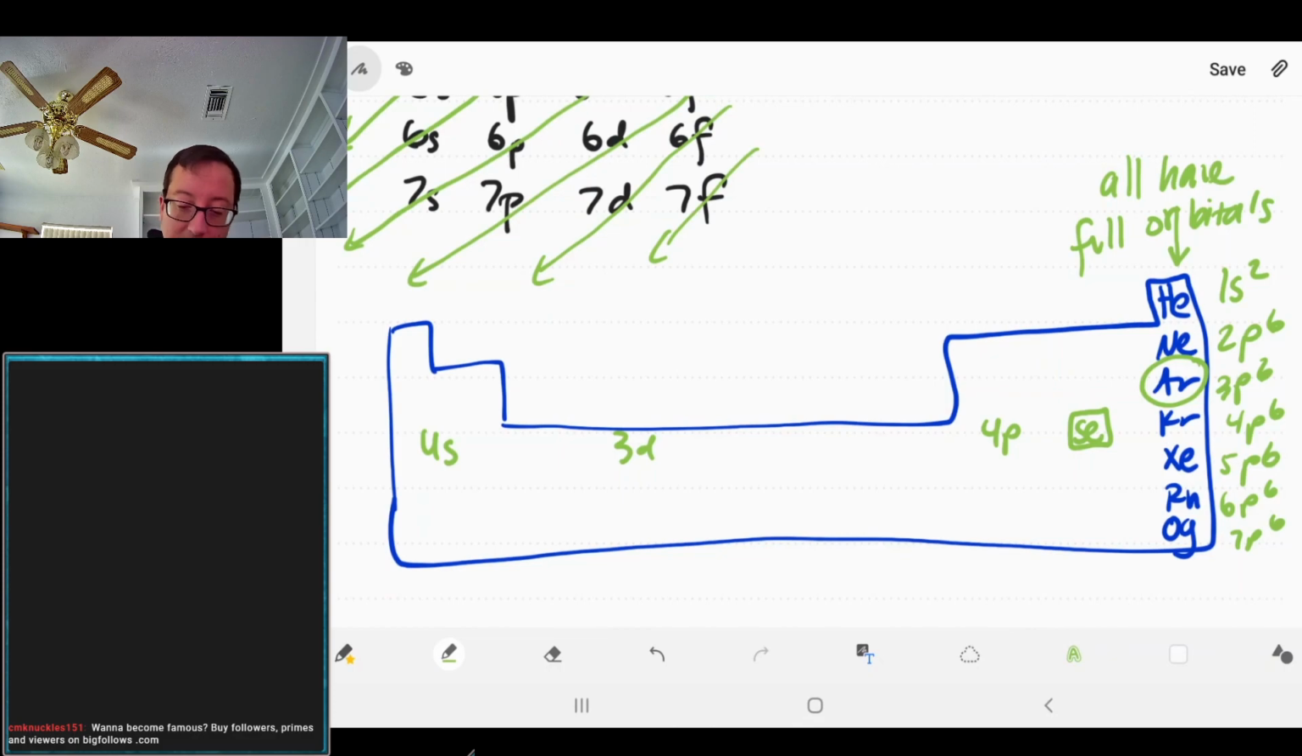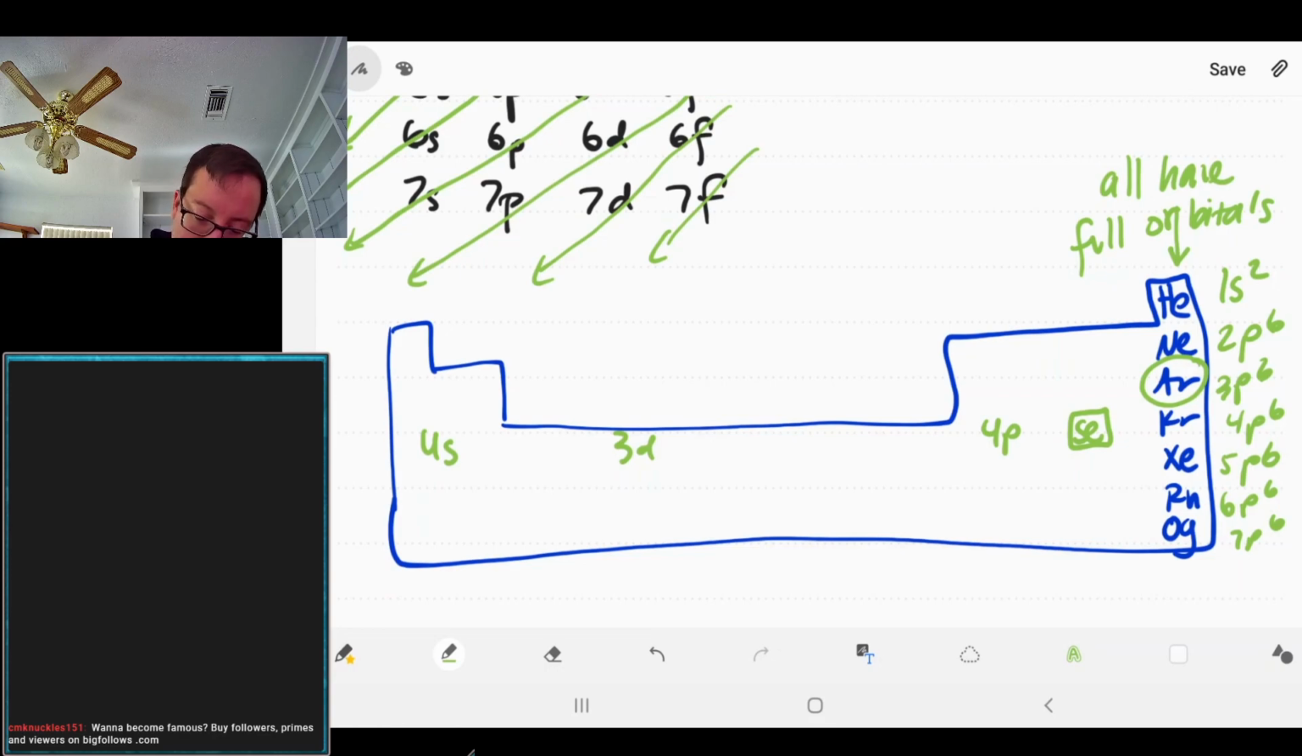So once you figure out which noble gas you have, you can just set that as your base configuration, and then add on everything else that's not argon. So that would be 4s, 3d, and 4p. So everything after argon you'd need to fill.